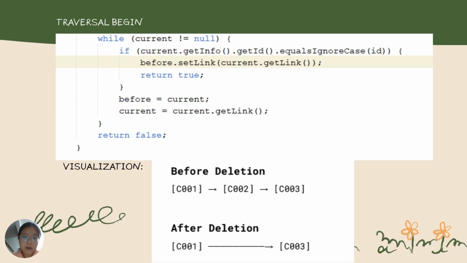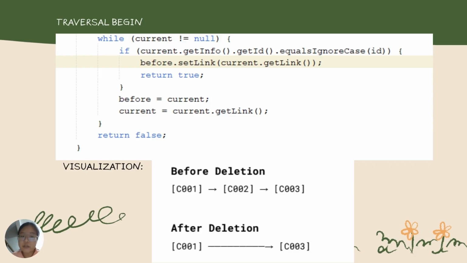Then we delete the middle or last node. Here's the key idea. Instead of deleting the node directly, we change the link. The previous node skips the current node and points to the next node. This safely removes the node without breaking the list. So this logic works for both middle and last nodes.